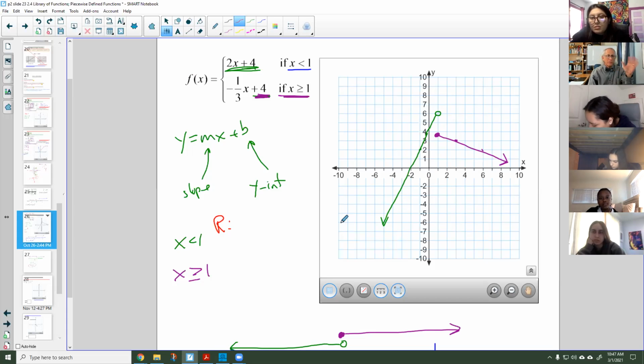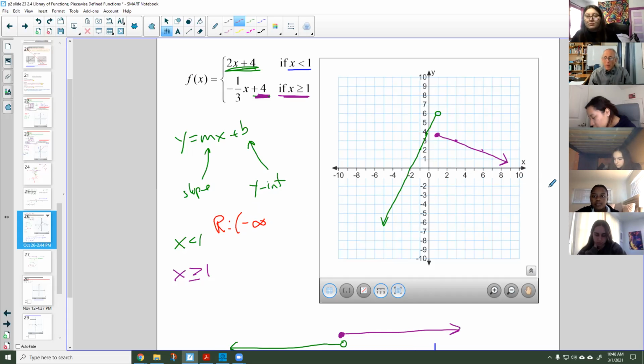Oh, but wait a minute. Stop. Rewind, delete. Because for domain we write from lowest to highest, right? So my lowest y value is clearly negative infinity, because both the green and the purple are going straight down. They're going all the way down. They're never stopping, right? So my lowest y value is negative infinity.